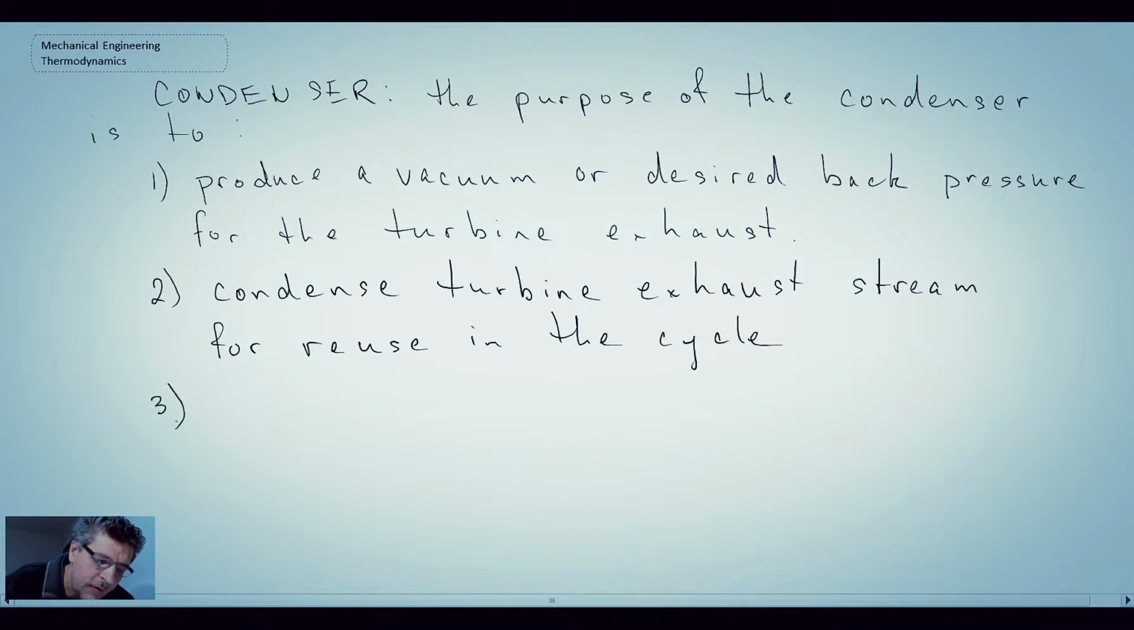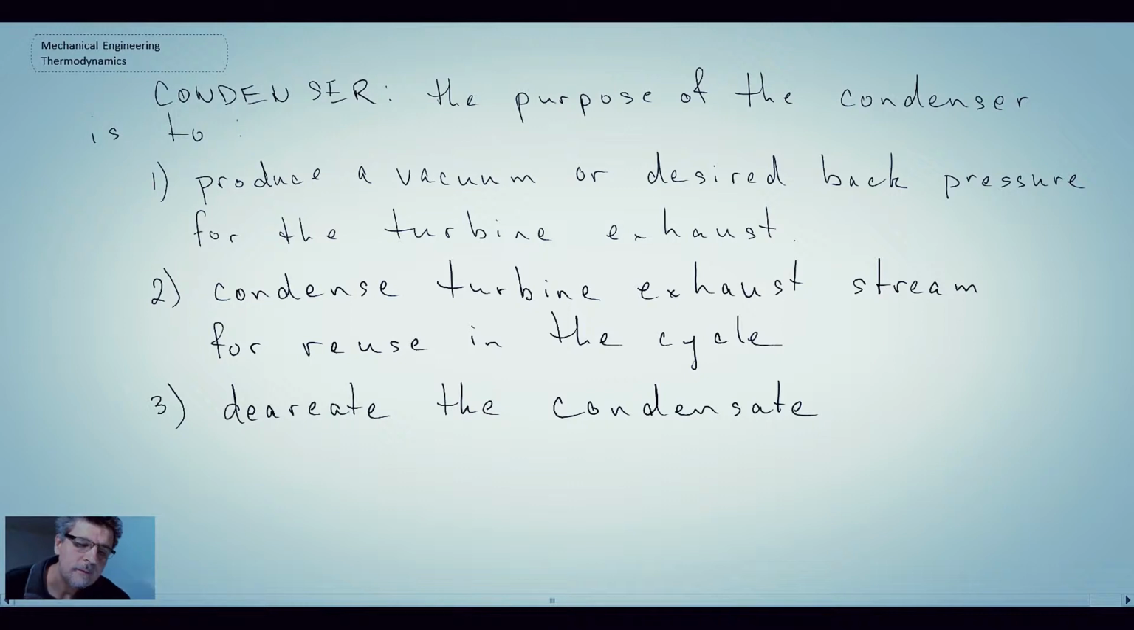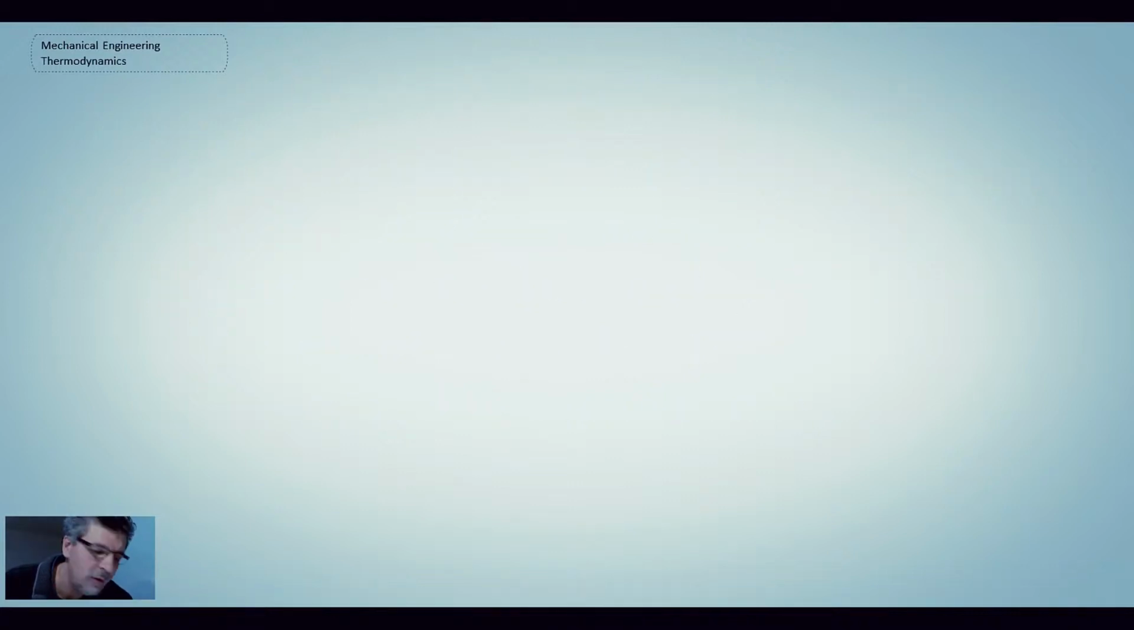And a third purpose of the condenser is to deaerate the condensate. So that is to get rid of any of the residual oxygen that might be in the working fluid. So those are three of the main purposes of the condensing unit.